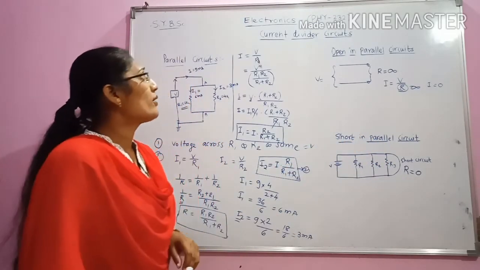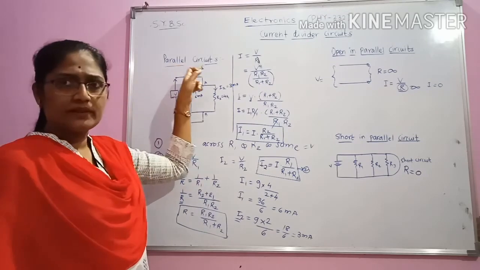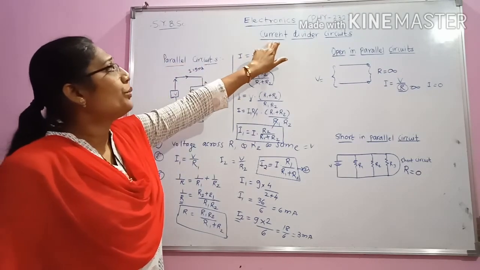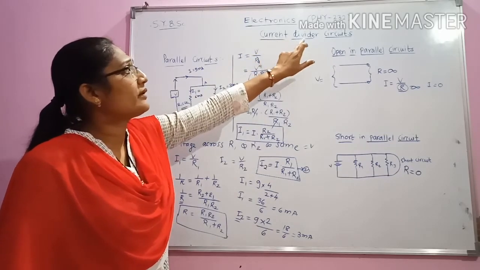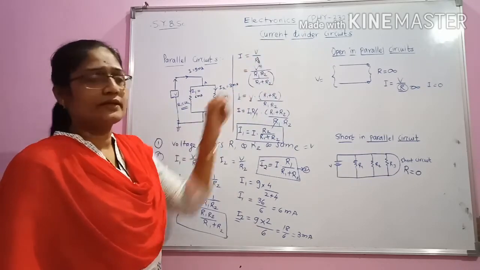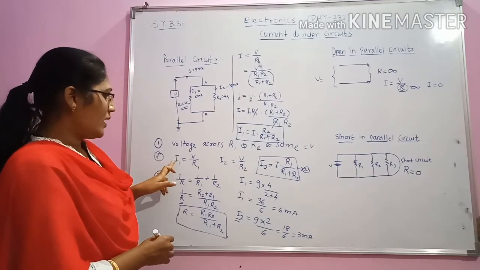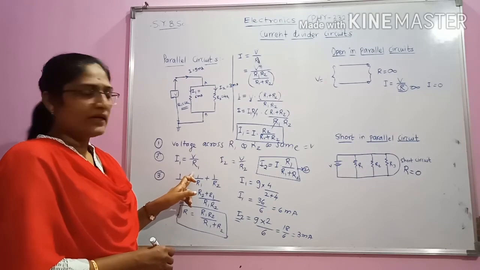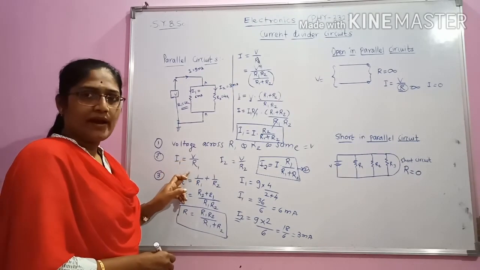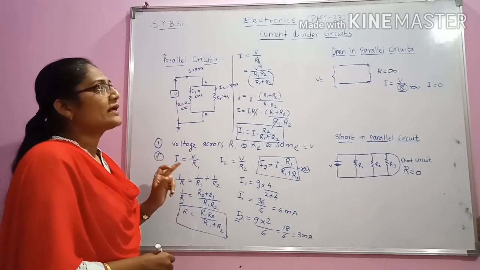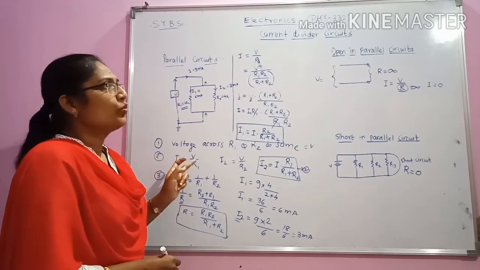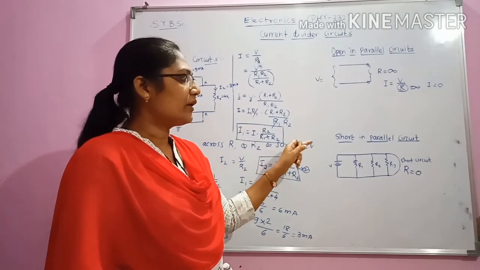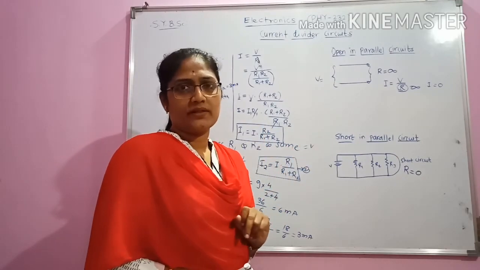So today we have seen what parallel circuits are, then how to implement the current divider circuit or current divider law. Here we have seen I is nothing but V upon R. It means that the current value gets divided and hence these circuits are called current divider circuits. We have seen one case, open in parallel circuits, and another one is short in parallel circuits.